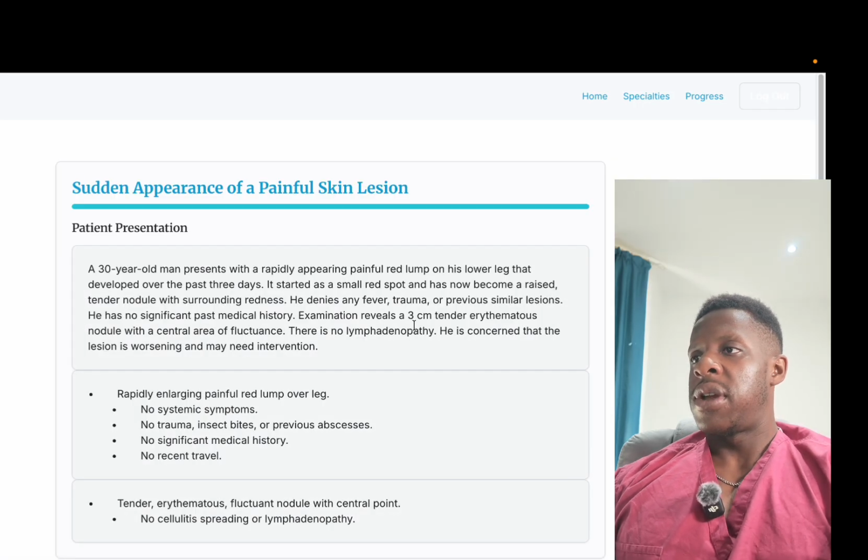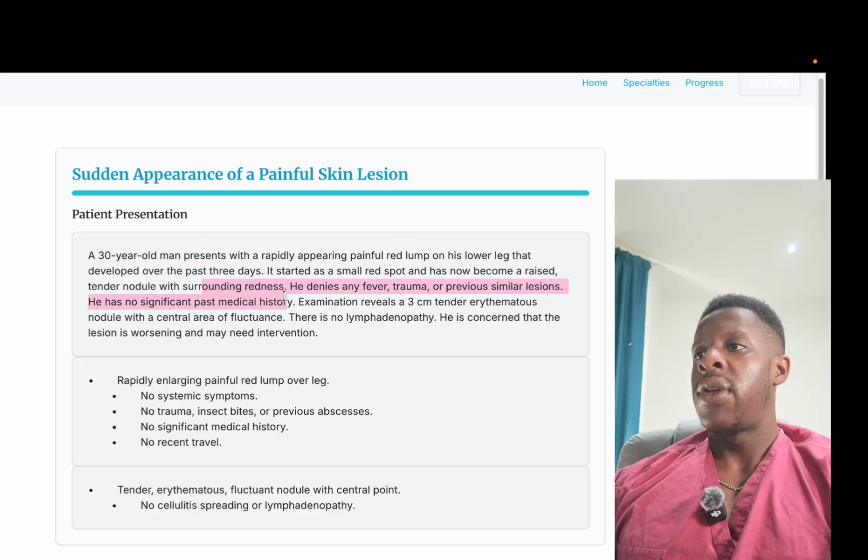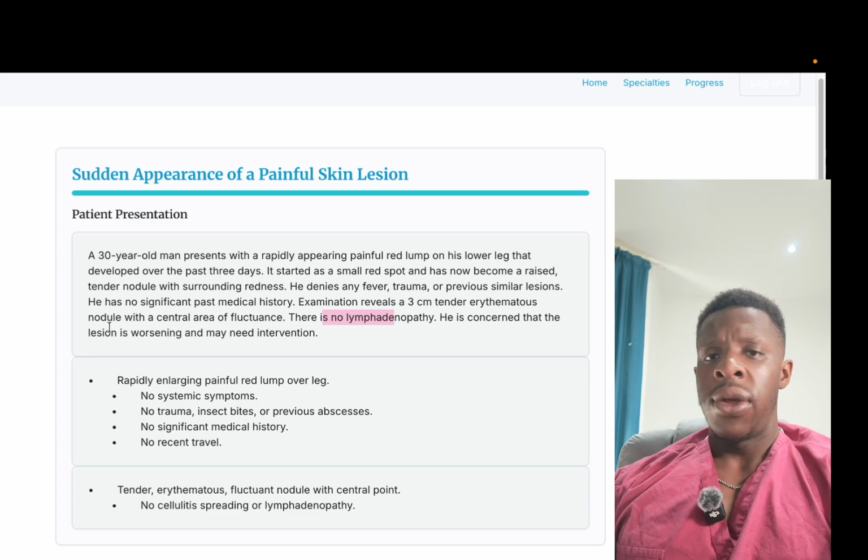Sudden appearance of a painful skin lesion. A 30-year-old man presents with a rapidly appearing painful red lump on his lower leg that developed over the past 3 days. It started as a small red spot and has now become a raised, tender nodule with surrounding redness. He denies any fever, trauma, or previous similar lesions. He has no significant past medical history. Examination reveals a 3 centimeter tender red nodule with a central area of fluctuance. There's no lymphadenopathy. He's concerned that the lesion is worsening and he may need intervention.